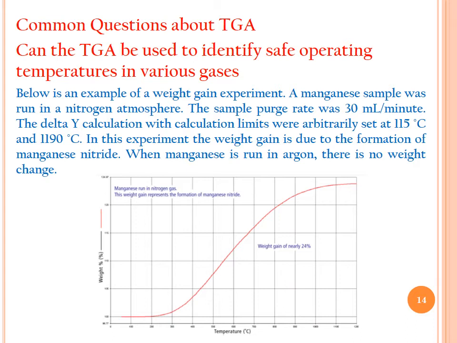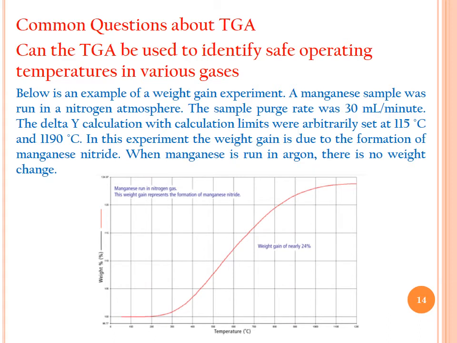When manganese is run in argon, there is no weight change. This means the manganese does not react with argon, which is an inert gas, while it reacts with nitrogen to form manganese nitride. At the side of the weight loss there are two captions, a red line and a gray line, and along the x-axis is temperature. Manganese run in nitrogen gas: this weight gain represents the formation of manganese nitride.